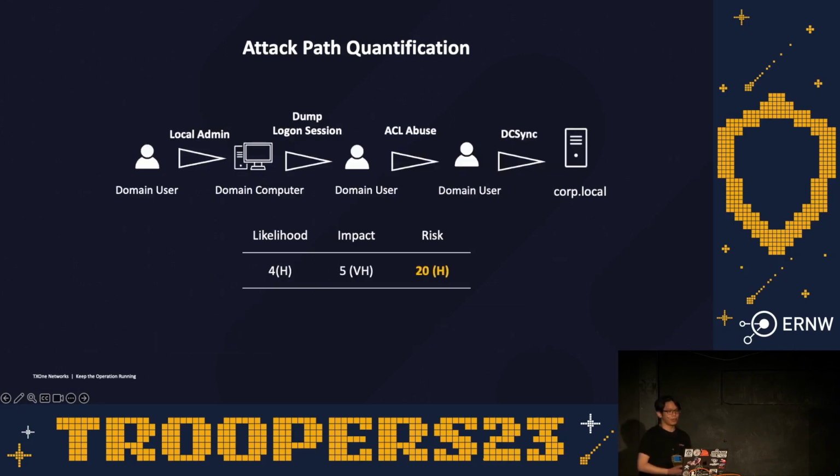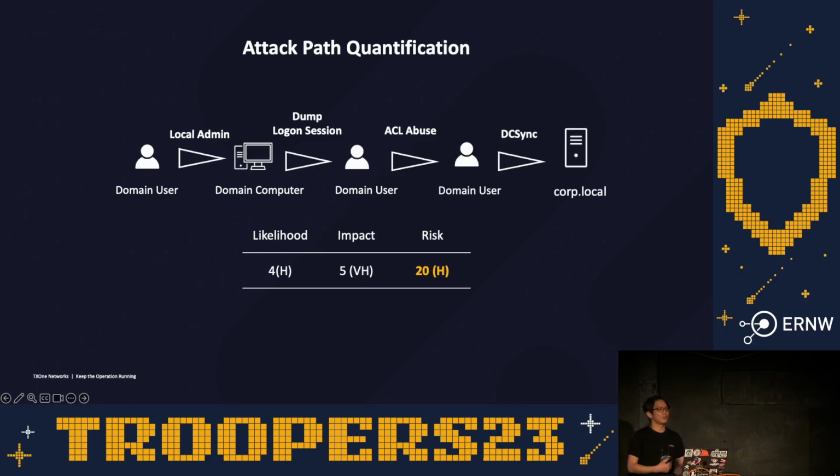And for the impact value, we have the DC sync attack vector as an impact value because it can be used to obtain the password hash for every account in this domain. And therefore, we have the risk value, the numeric value for this attack path, which is 20, with the corresponding level being high. So here we're seeing how we can do the risk quantification for the attack path.